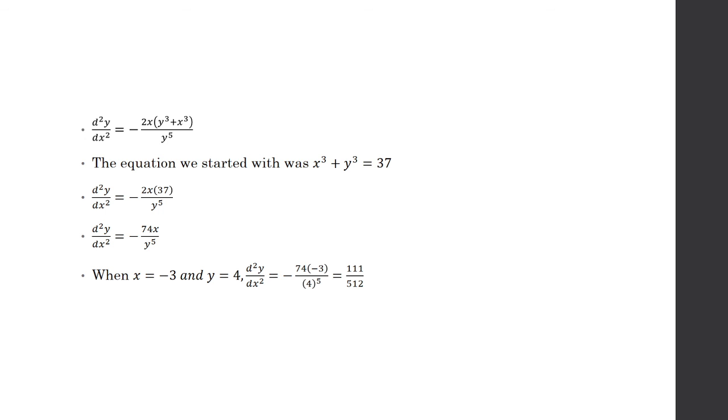And now we want to find the second derivative when x equals negative 3 and y equals 4. So when we plug those in, we get 111 over 512, and that is our final answer.